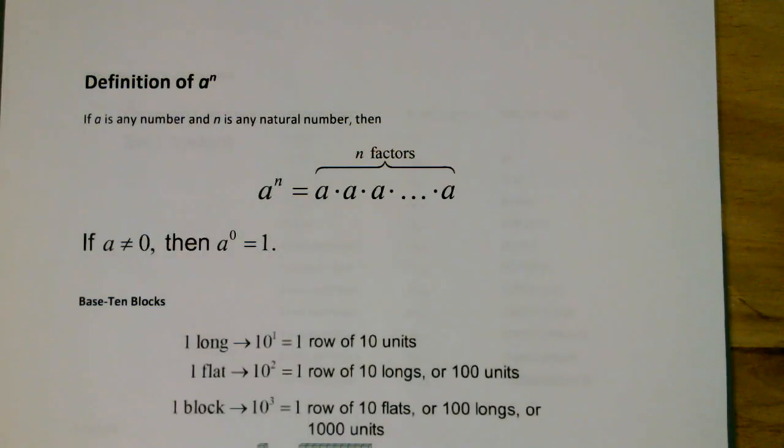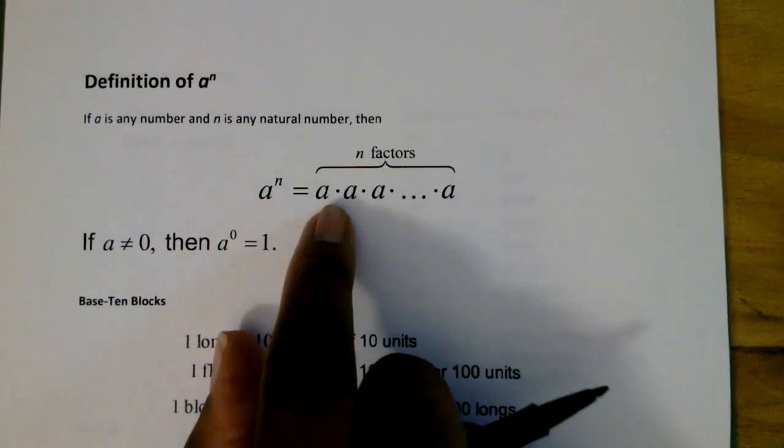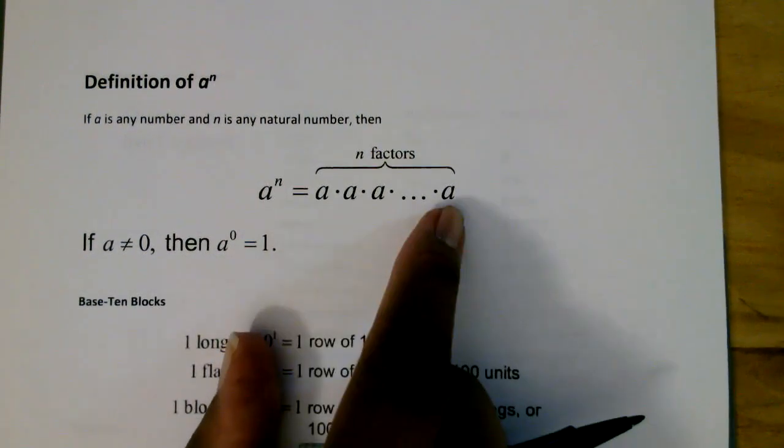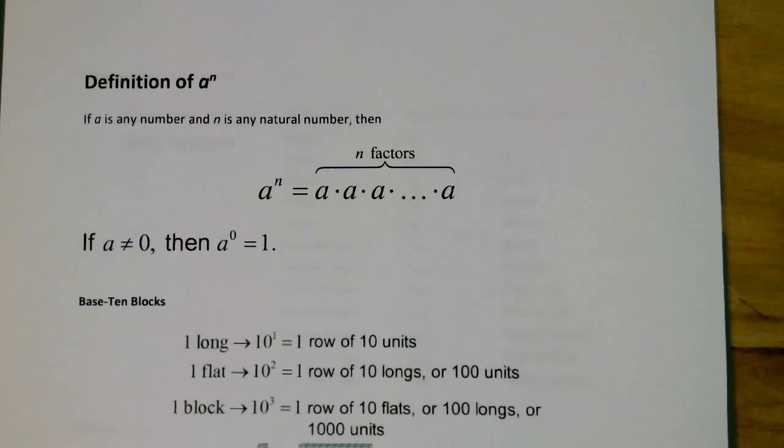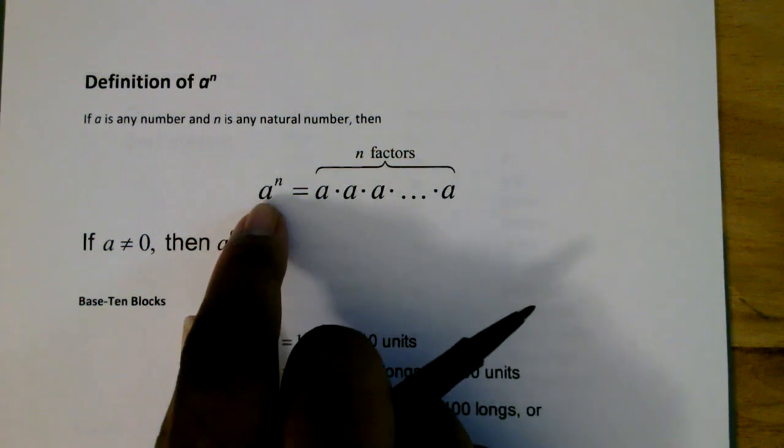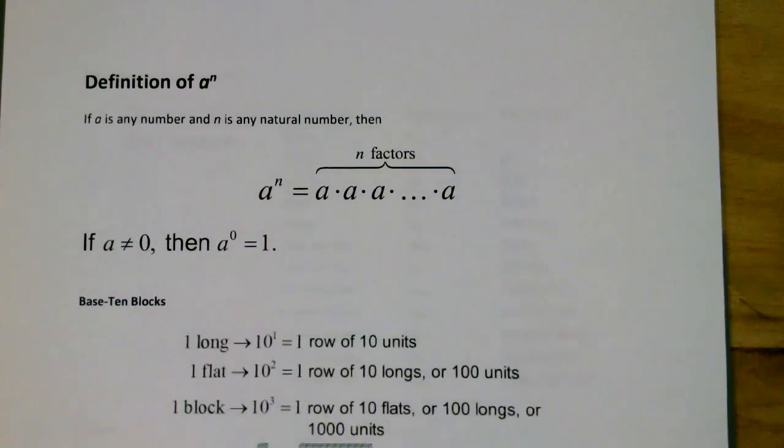Next, we'll look at the definition of a to the power of n. And I think we've seen this somewhere in a previous video before. If a is any number and n is any natural number, then a to the n would be written like this. A is used as a factor n times. That's what this exponent means. It does not mean a times n. A to the n means that a, which is your base, is used as a factor n times.